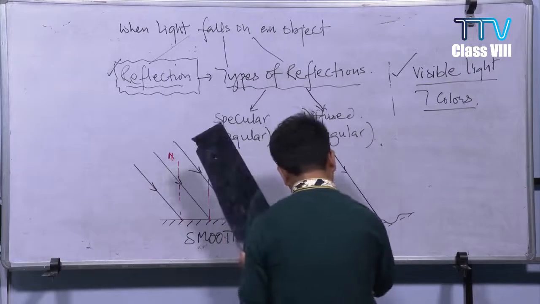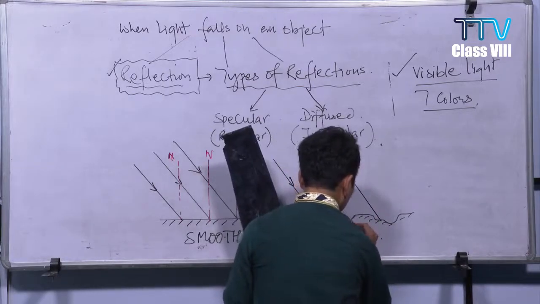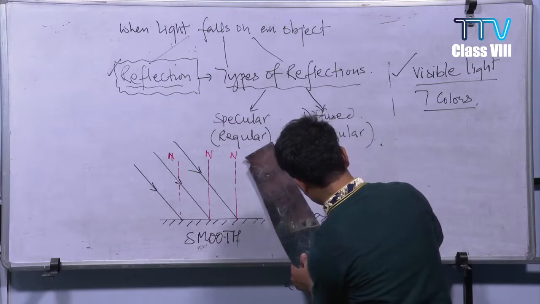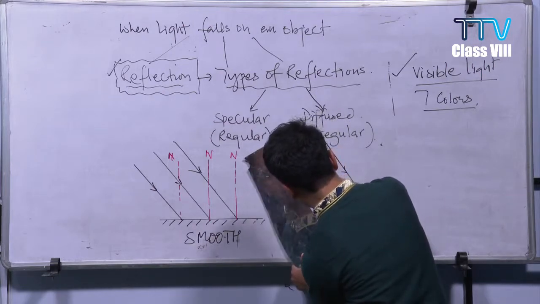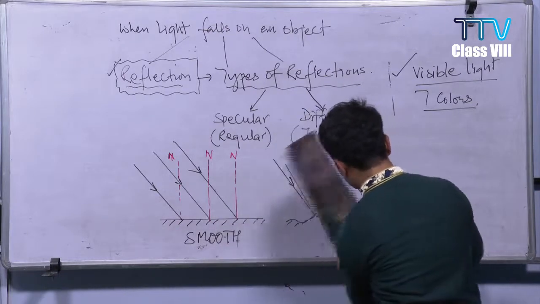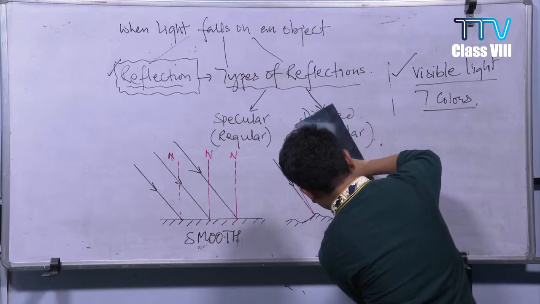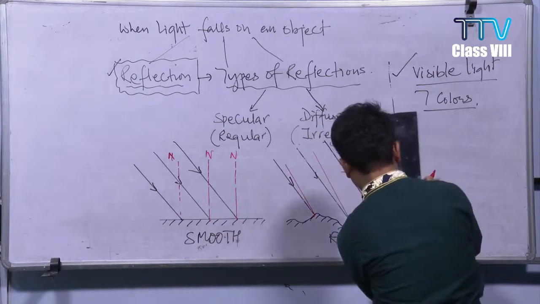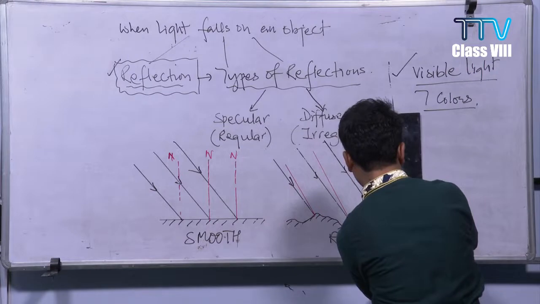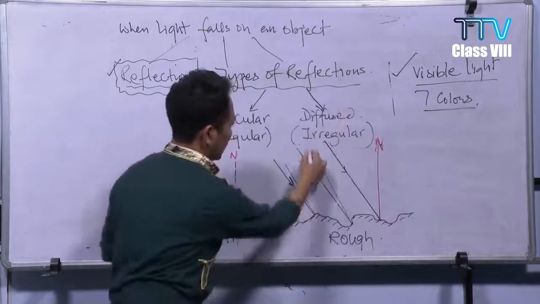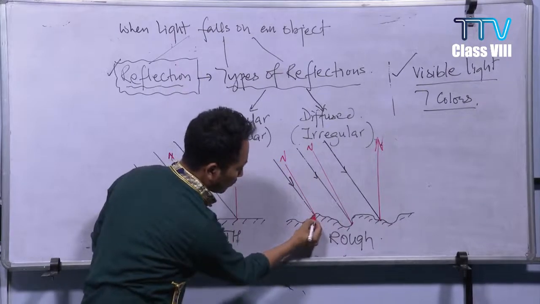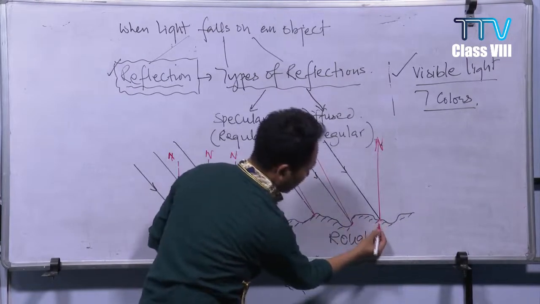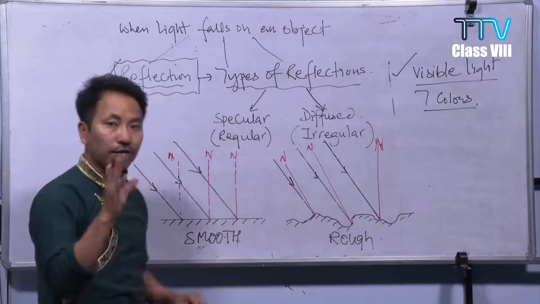And similarly, on the surface, the normal will be like this. Right, perpendicular lines to the surface. Let's say this is the normal, and perpendicular lines to the surface. This is the normal. The perpendicular line to the surface makes a 90-degree angle. So this is the normal.